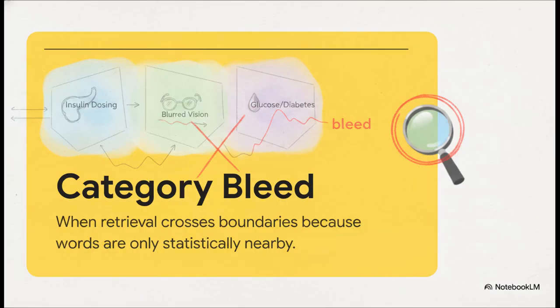And that brings us to the real villain of our story today, category bleed. This happens when your search retrieval just waltzes right across boundaries that you actually care about. And why does it do this? Well, a standard vector search only really knows that words are statistically nearby in your data. It sees glucose and diabetes and just assumes everything near it, whether that's strict insulin dosing or just a note about blurred vision, all belongs together. It literally doesn't know that these are entirely different operational categories that absolutely must stay separate.